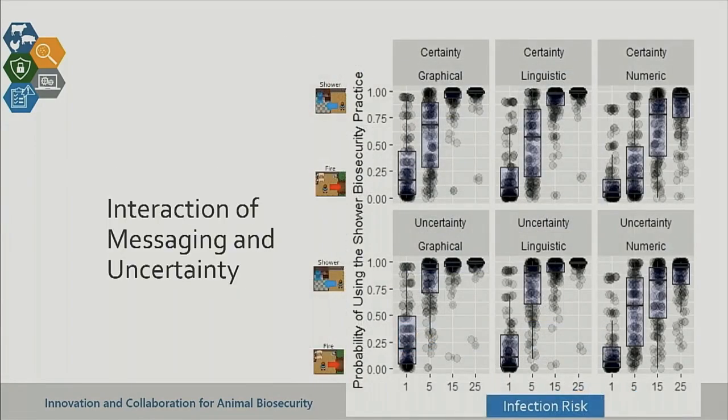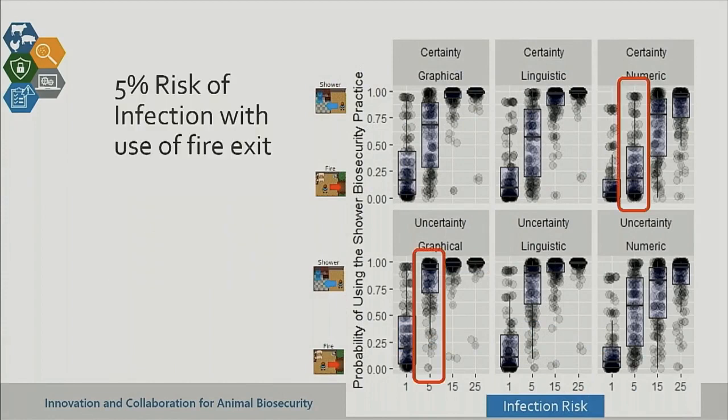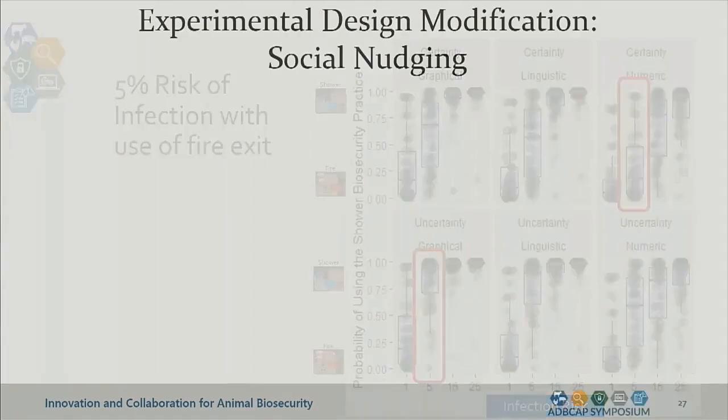Okay, so now we're going to look a little bit at the interaction of messaging and uncertainty. And I'm just going to highlight one of the key findings here. It was that bar graph that Scott showed you earlier. So at the exact same level of risk, 5%, when we communicated the information with uncertainty graphically, we're seeing almost everyone following the rules. But with the same risk level, 5%, when the information was communicated with certainty numerically, almost everyone's breaking the rules. So this is a complete flip in behavior, not at all based on risk change, but based on how the information about risk was conveyed.